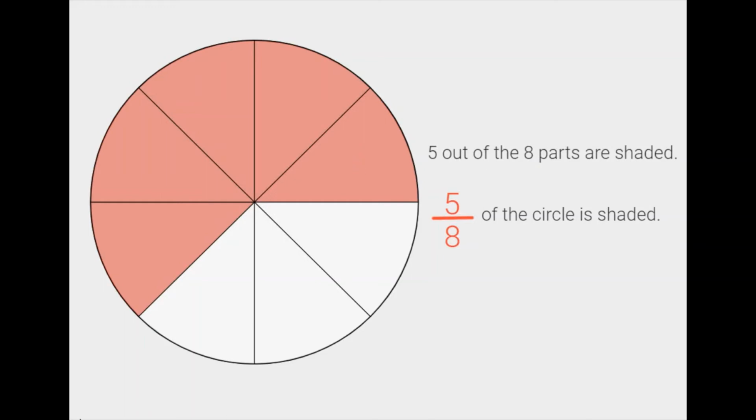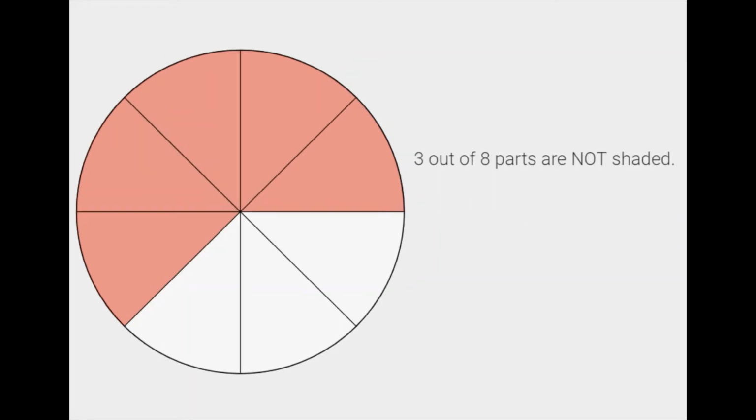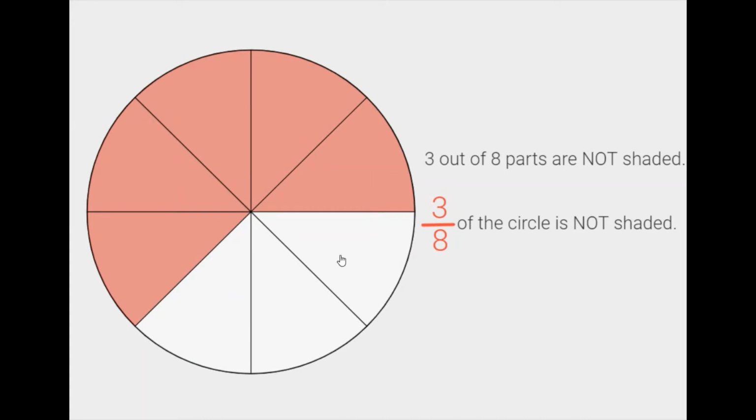How many parts are not shaded? 3 out of 8 parts are not shaded. What fraction of the circle is not shaded? 1, 2, 3. 3 out of 8 parts are not shaded, so 3/8 of the circle is not shaded.